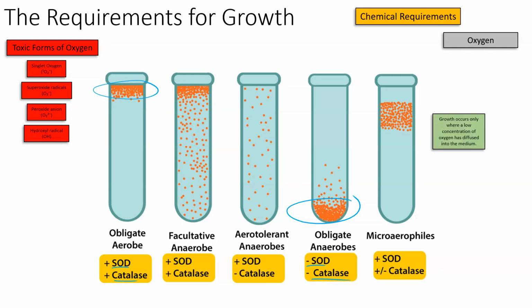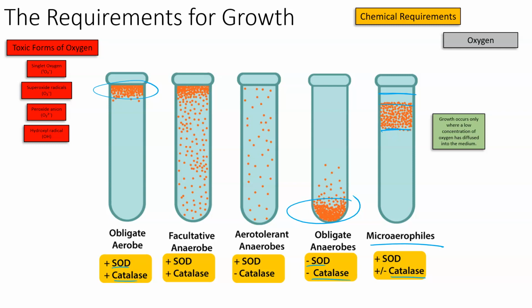The only one we haven't talked about is this group because it wasn't included on the picture on the slide before. But there is another class called microaerophiles, and the growth only occurs where low concentrations of oxygen have diffused into the medium, and that's just because they semi or potentially sometimes have catalase but sometimes don't. And so if this is the agar, they actually grow in a specific band based on what specific range of oxygen is present.